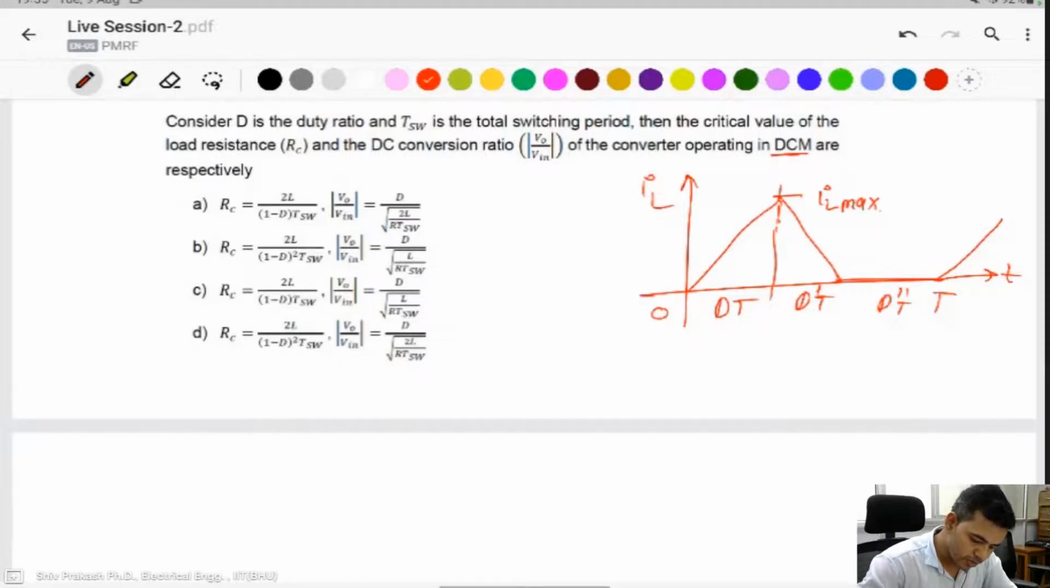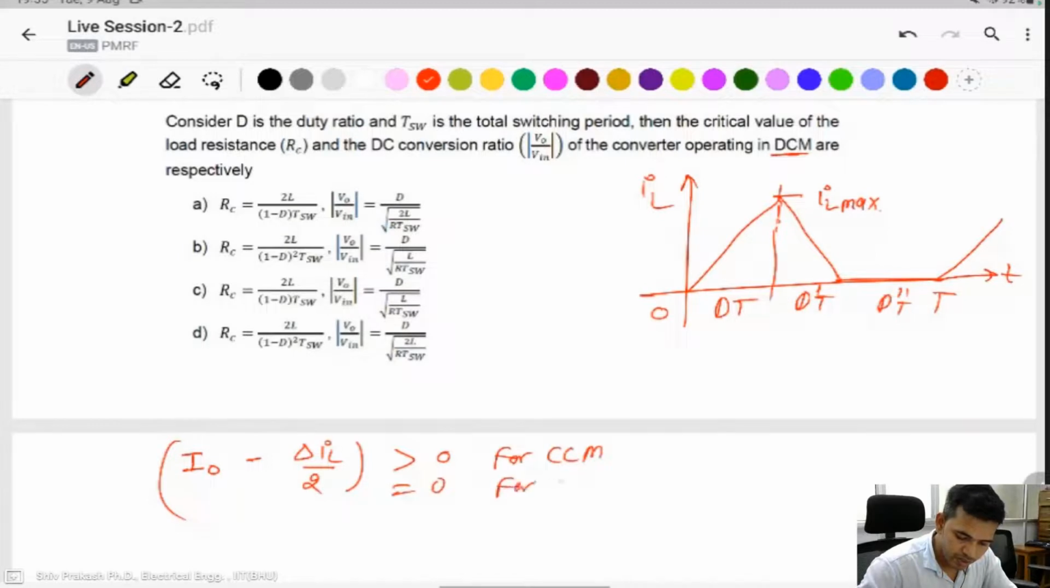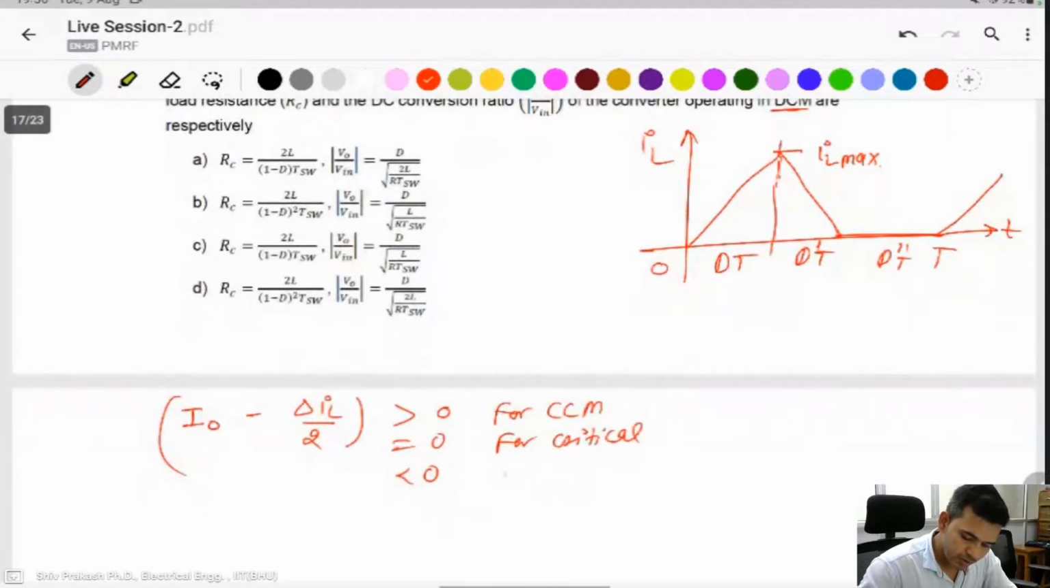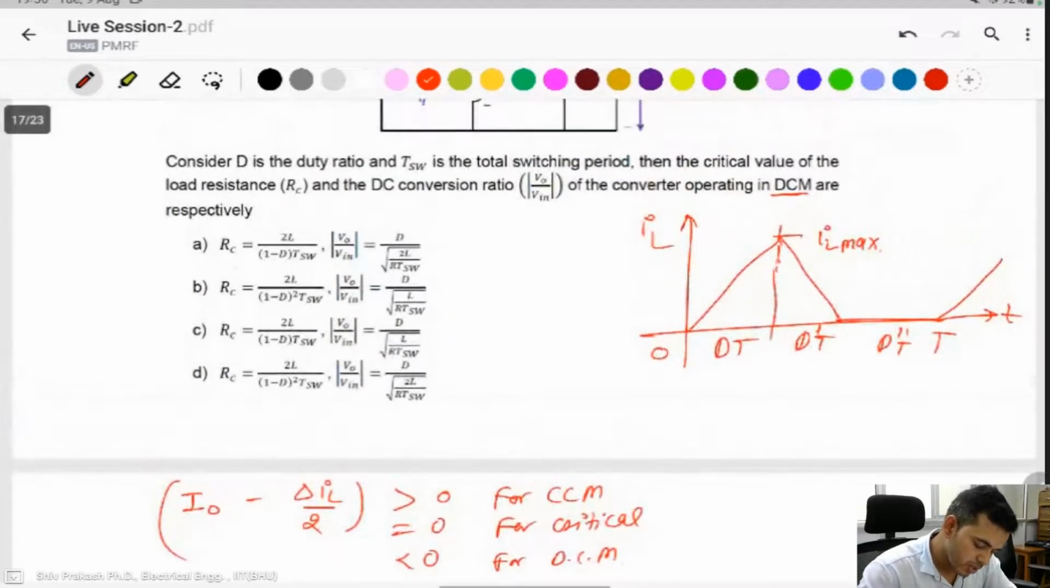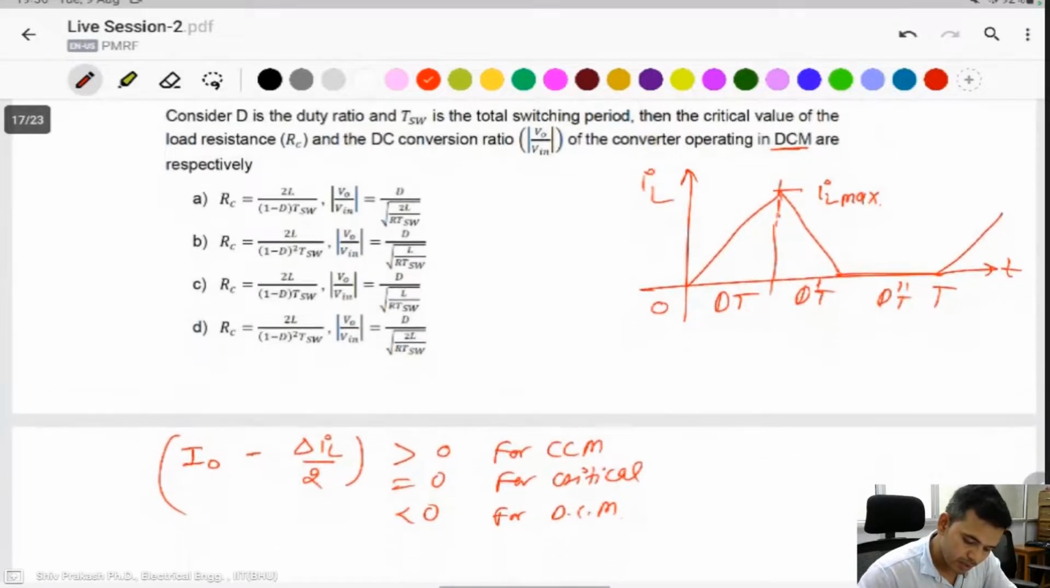But critical condition, you know about that. I naught on a delta I naught by 2 should be greater than 0 for continuous conduction mode and equal to 0 for critical condition, and less than 0 for discontinuous conduction. Here, at the critical resistance, it means this one value I naught, you know.